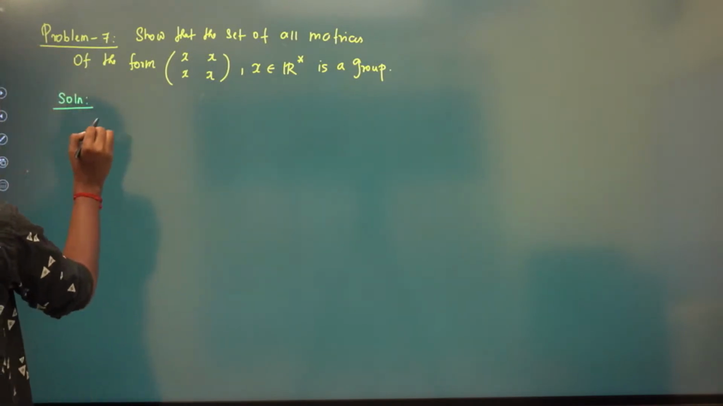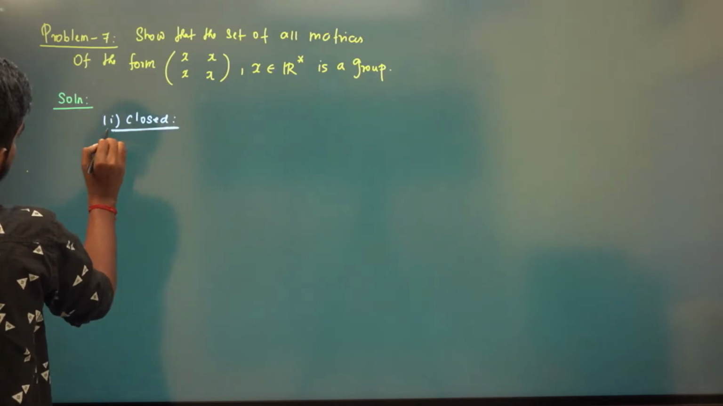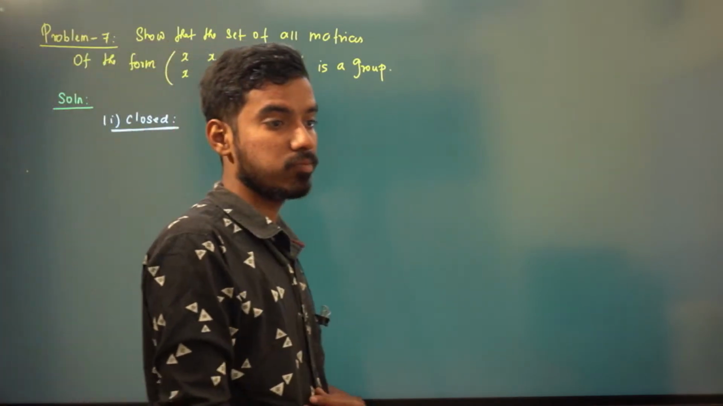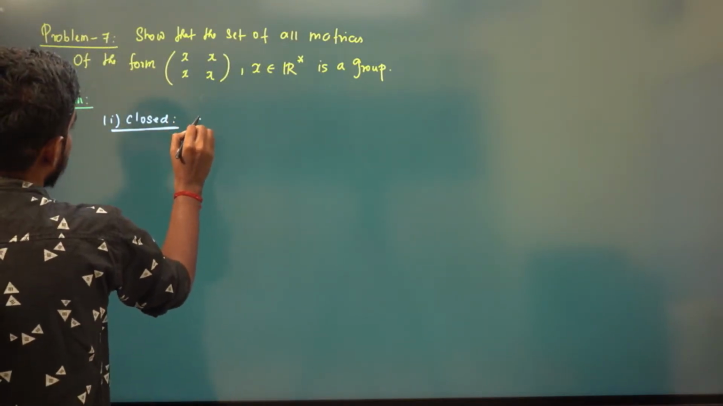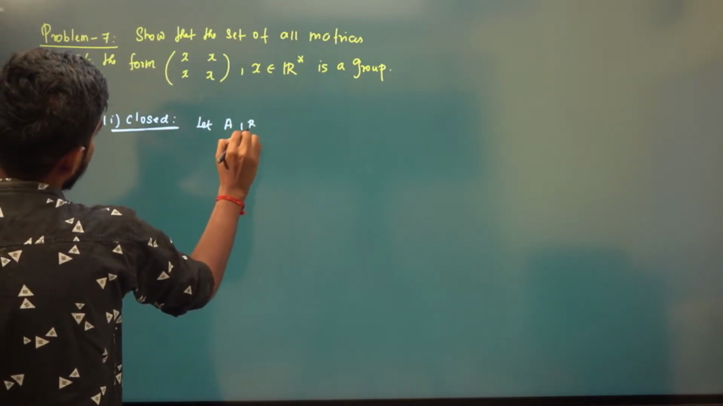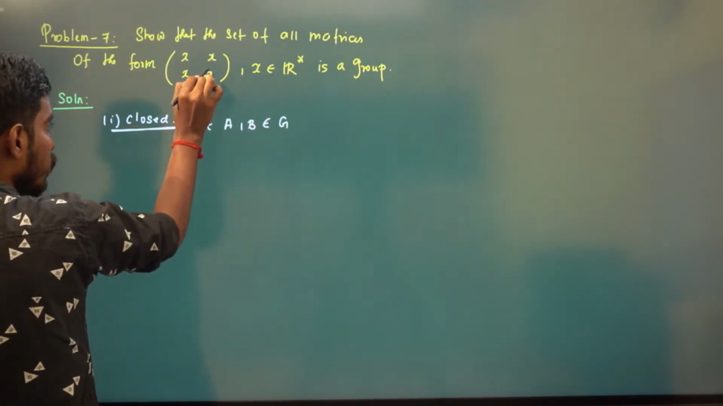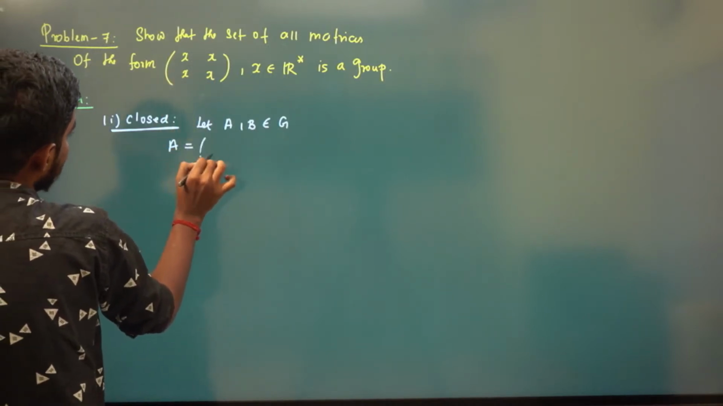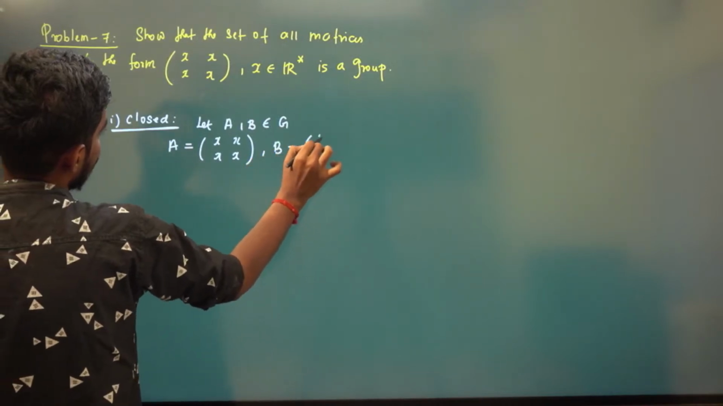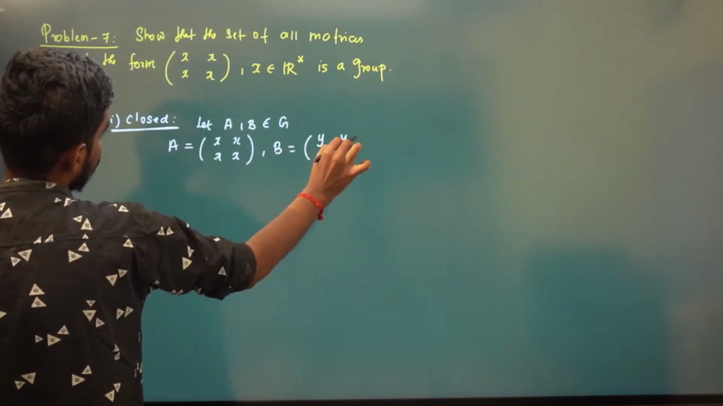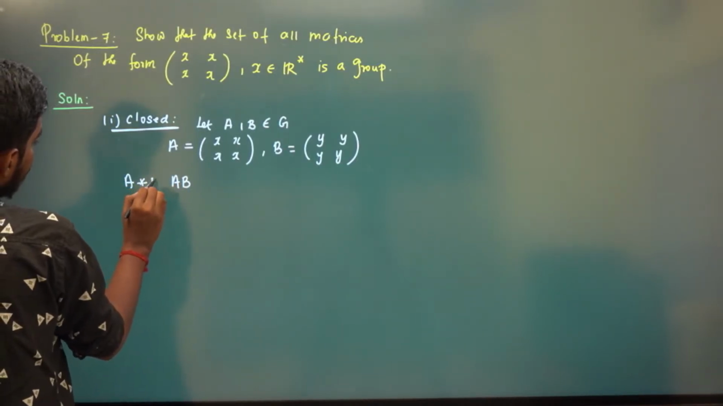First we need to show it is closed. This is an infinite set; in the previous problem it was a finite set, but this is infinite. So you take any two elements in G. Let A, B belong to G. Here every element is a 2 by 2 matrix with all entries the same. Let us take A to be [x, x; x, x] and B to be [y, y; y, y]. So what about A star B, here AB?